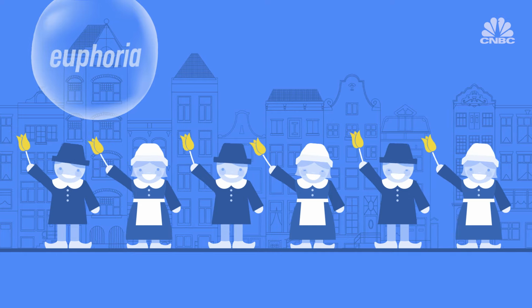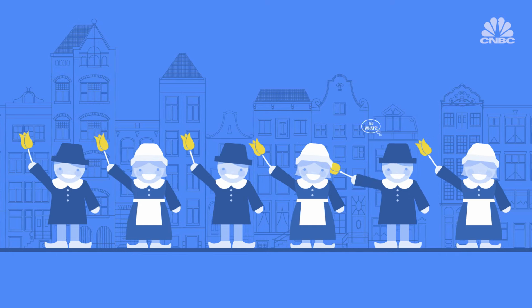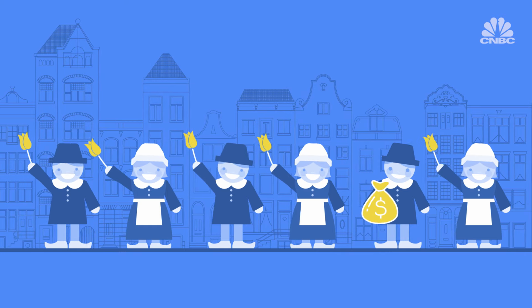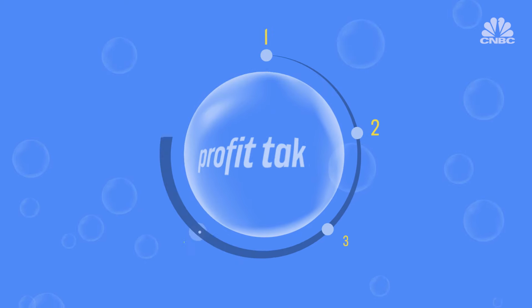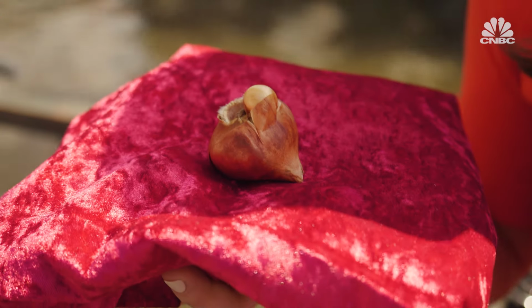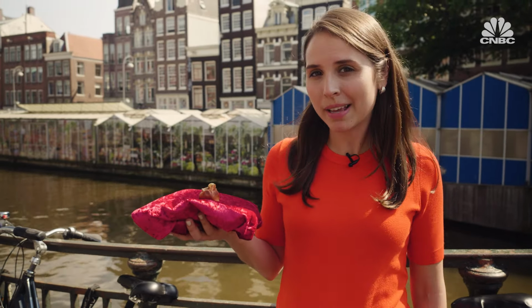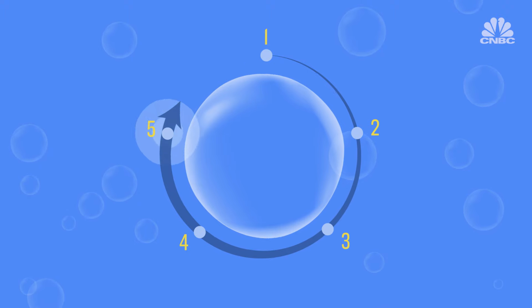But then some investors begin to realize that the actual value of a product, like a tulip, isn't in line with what they paid, and so they cash out. This is called the profit-taking phase, or stage 4. I mean, could a single tulip bulb really be worth $50,000? Buyers started to lose trust that they were worth that much, and so they started to sell. By 1637, the prices of tulips plummeted. Which brings us to the final stage of a bubble, panic.